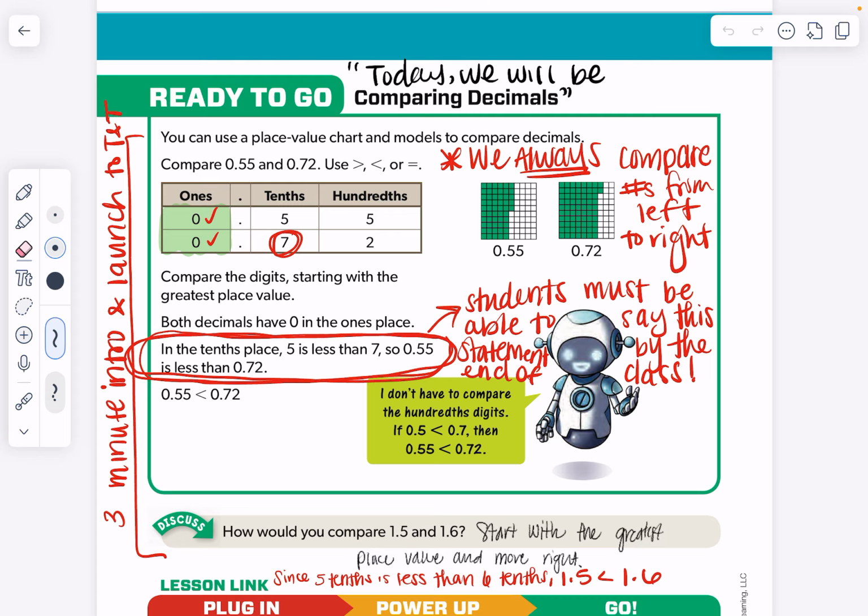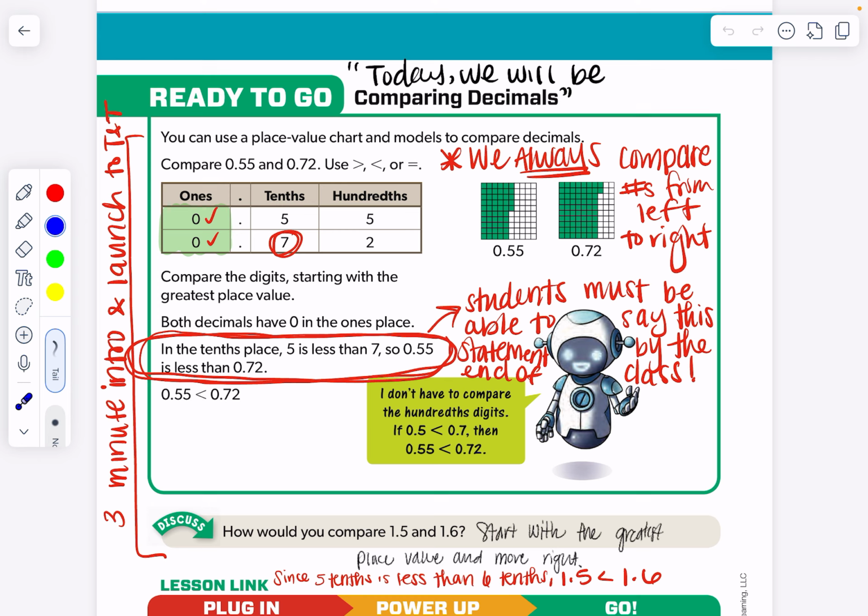So we will use the place value chart to support us, right? Anytime we are comparing numbers, we always want to compare from left to right. It is the same exact way that we compare whole numbers. So we start with our largest place value. In this case, it is the ones place. And in the ones place, both of our digits are the same, so that does not help us compare. In that case, we are going to move over to the next place value, which is the tenths place. In the tenths place, I see that the numbers are different, so that is my basis for comparison.